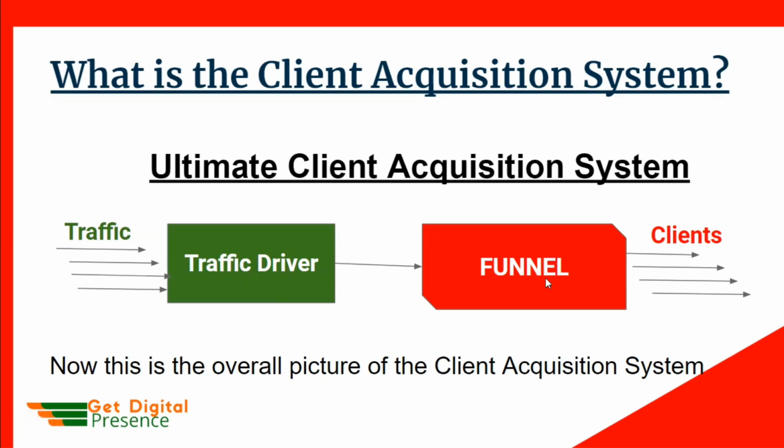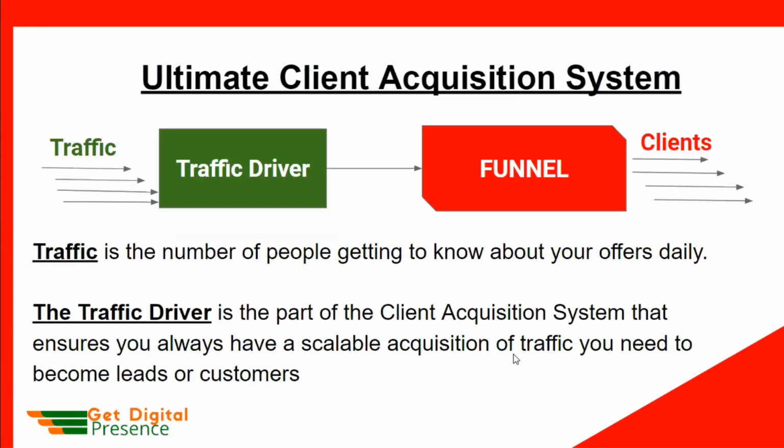So that means the purpose of the client acquisition system is to find traffic wherever it can find it and convert it into clients. So number 1, you must find the traffic and then you must convert the traffic into clients. All right. So this is the overall picture of the client acquisition system. You might not understand each of these parts of the client acquisition system, so I'm going to break it down for you right now.